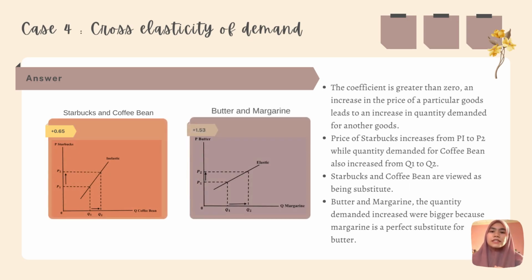If the coefficient is greater than 0, an increase in the price of a particular good leads to an increase in quantity demanded for another good. Price of Starbucks increased from P1 to P2 while quantity demanded for coffee bean also increased from Q1 to Q2. The Starbucks and coffee bean are viewed as being substitute. Same goes to butter and margarine, but the quantity demanded increase is bigger because margarine is a perfect substitute for butter.